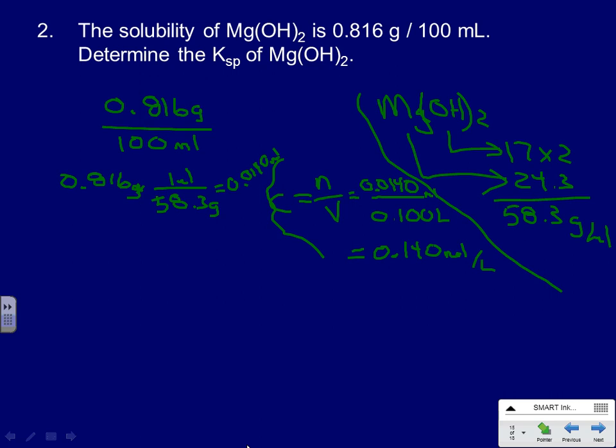Did I do that right so far? And this is what kind of a salt? We're good? And what kind of salt is that? MX2. So Ksp is 4x cubed. And if you didn't clear your calculator, you still have that number in it. 4 times 0.140 cubed.